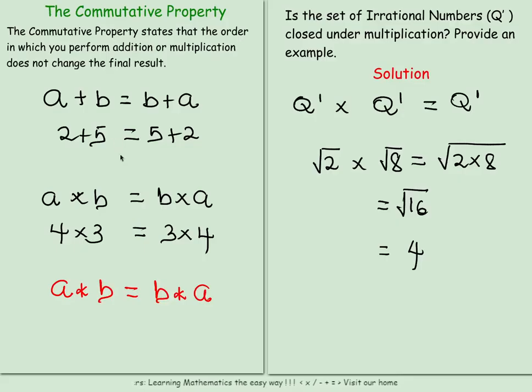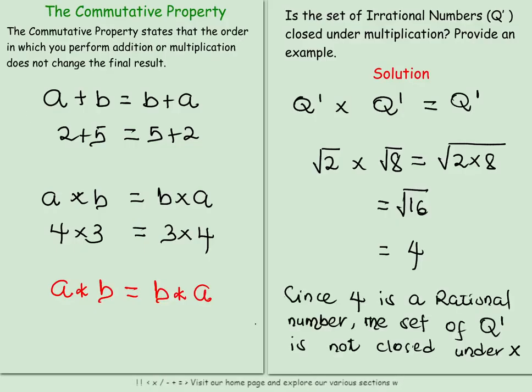So this alone is proof that the set of irrational numbers is not closed under multiplication, because they multiply themselves and then give you an answer in another set. They are not closed. You see? So our answer is, since 4 is a rational number, then it simply means the set of irrational numbers is not closed under multiplication. And that is all. Very simple and direct.